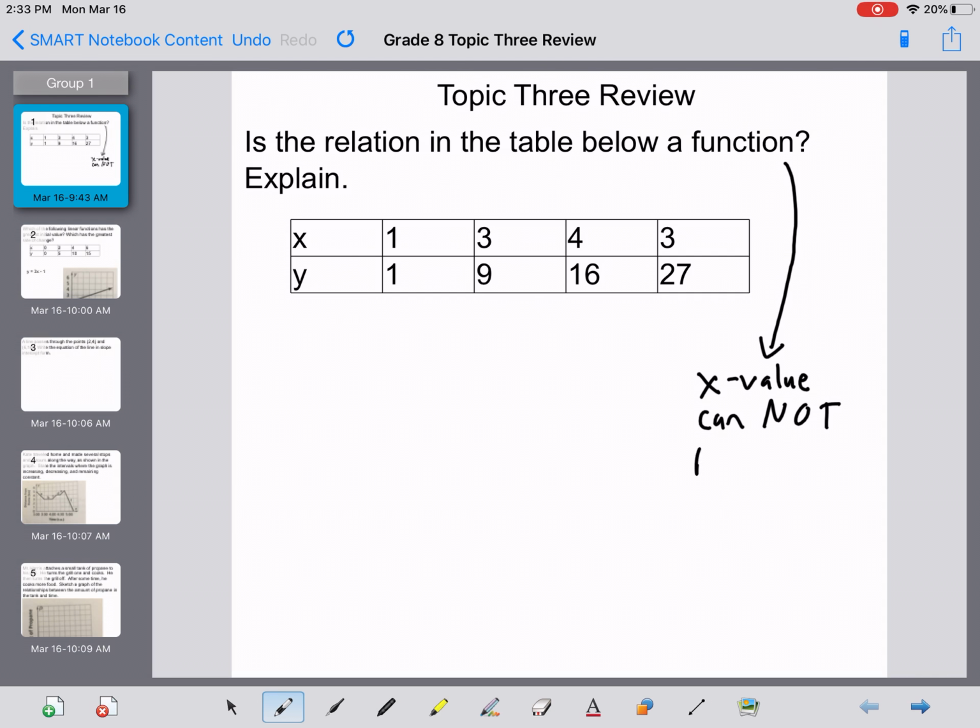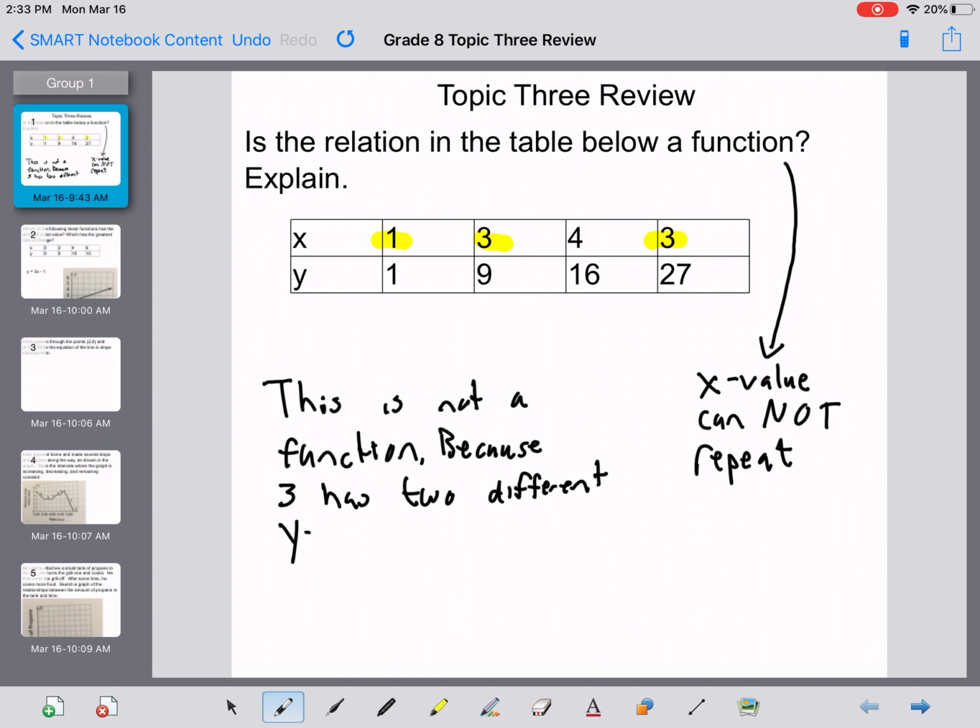because 3 has 2 different y values. So remember, in order for any relation to be a function, the x value cannot repeat.